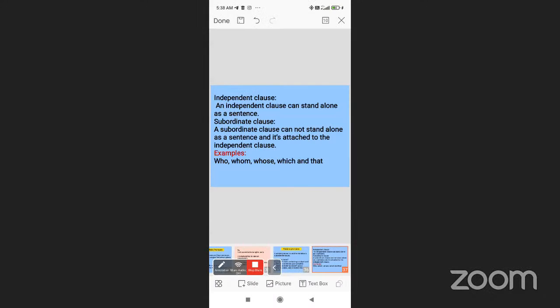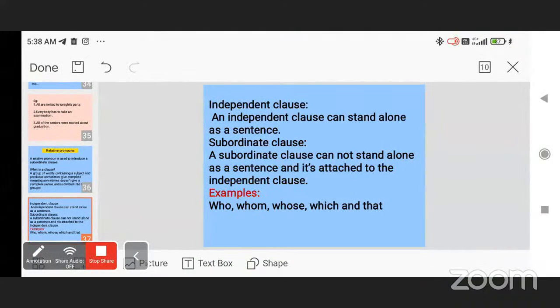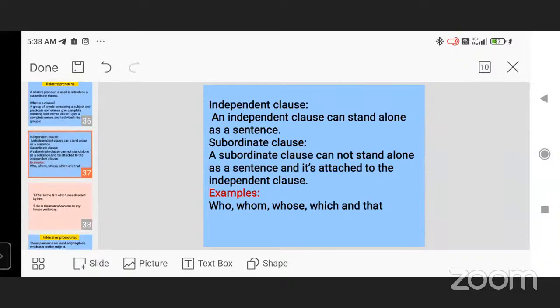I'll just explain to you. The current has come just now. Yes. Okay. One second, ma'am. One second, please. Yes. The subordinate clause, I'll give you an example. It doesn't have a meaning.